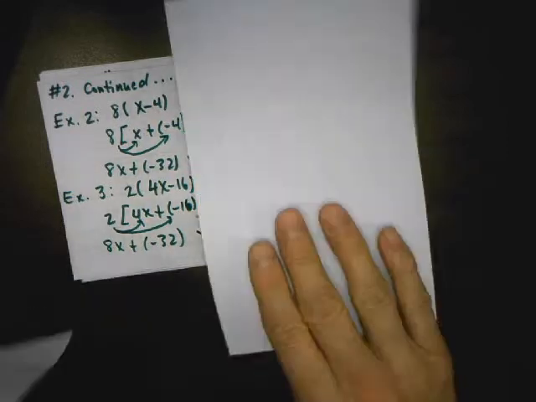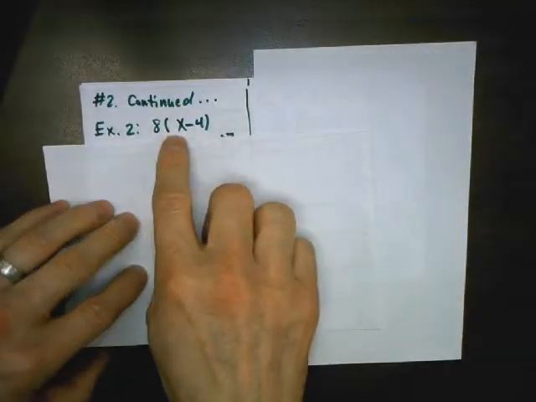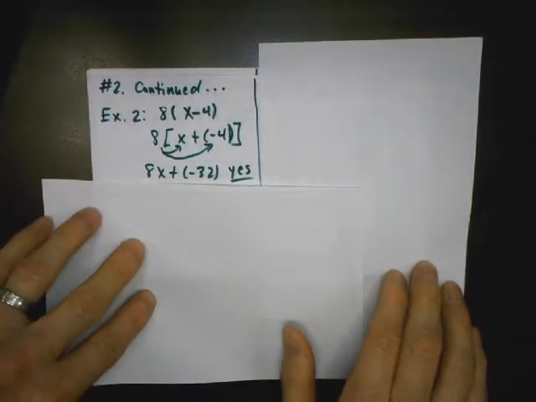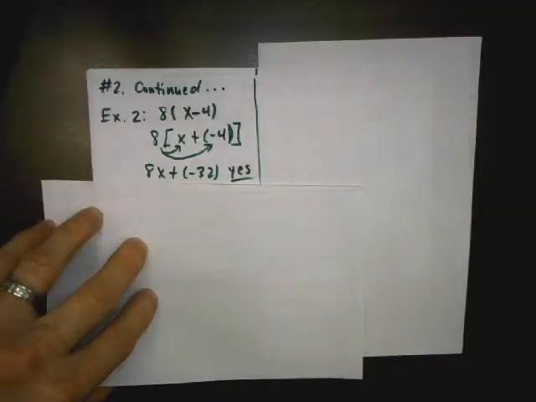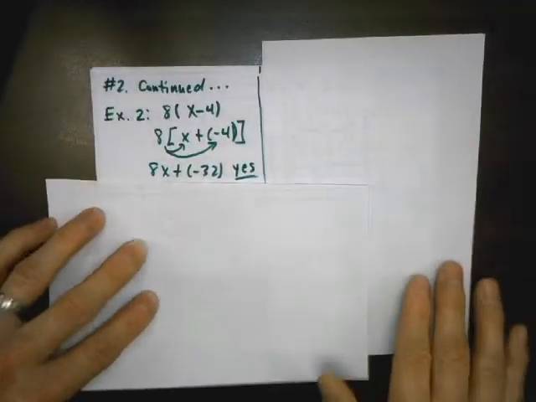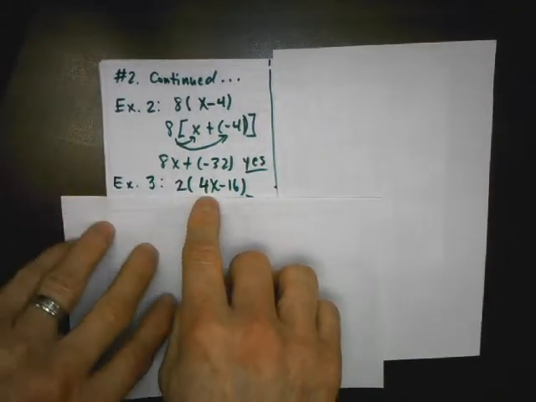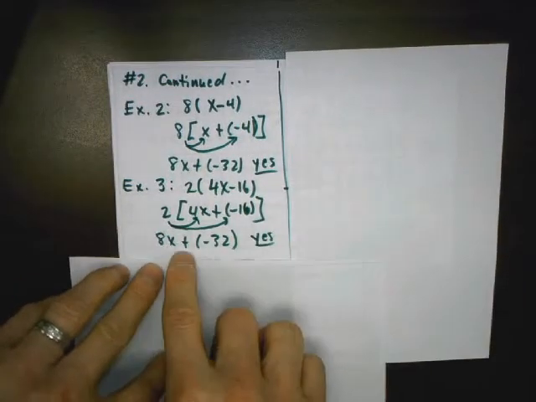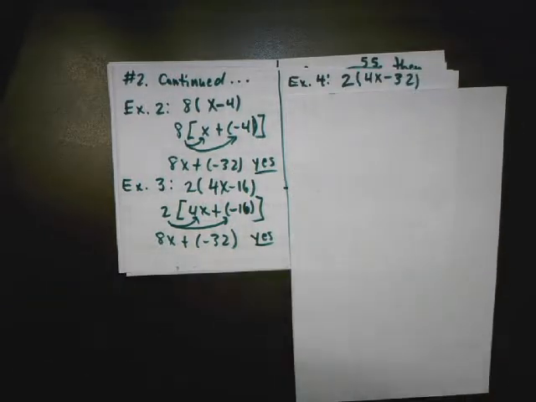Next one, expression 2 says 8 times x minus 4. So we do the rule for subtraction and distribute again, and I see that I get the same exact thing. 8x minus 32 is the same as 8x plus negative 32. Expression 3, we go ahead and do the rule for subtraction, and I draw 2 sticks here and I distribute. 2 times 4x is 8x, and 2 times negative 16 is negative 32.